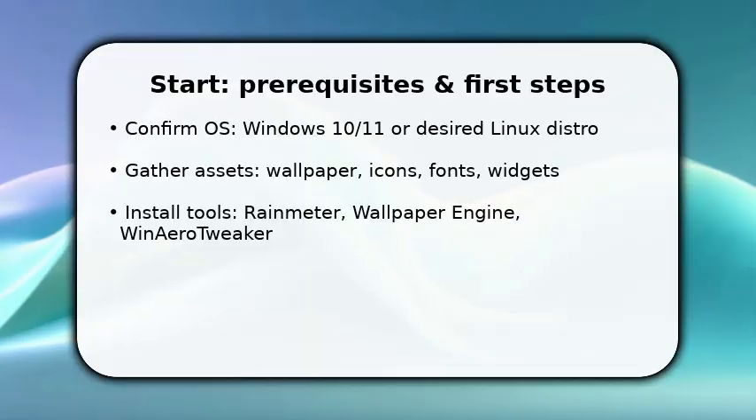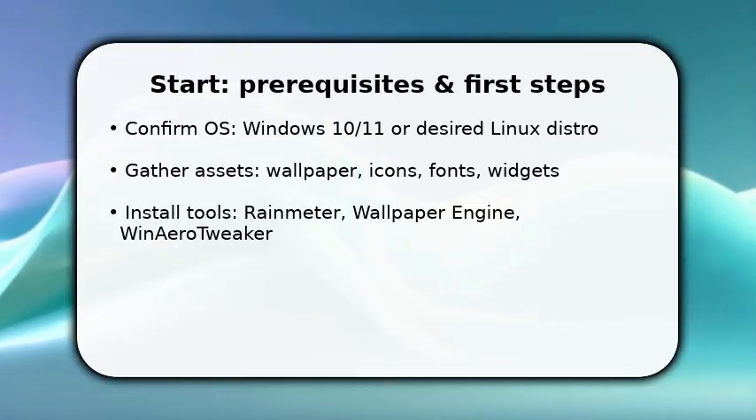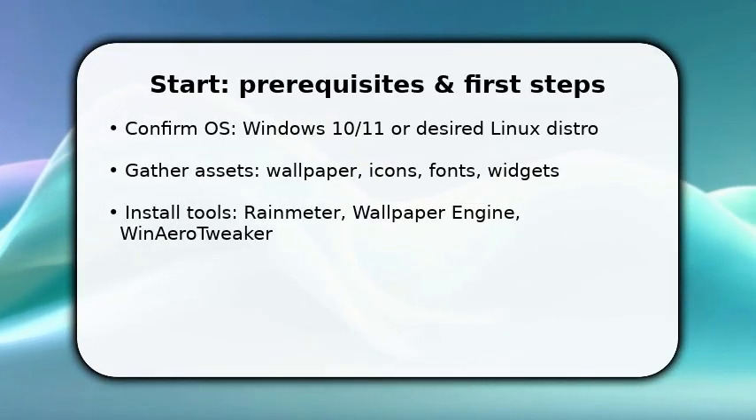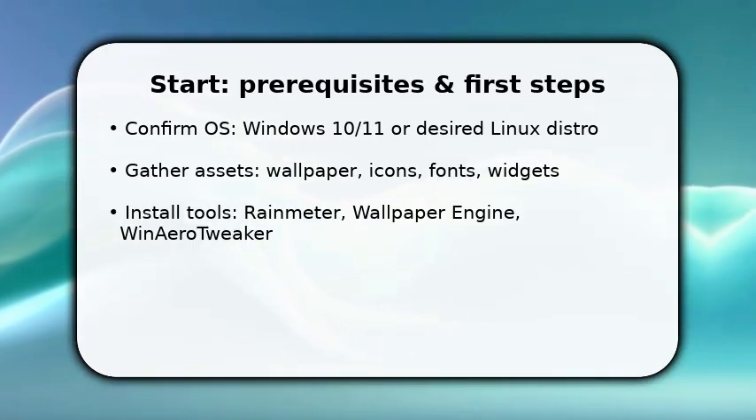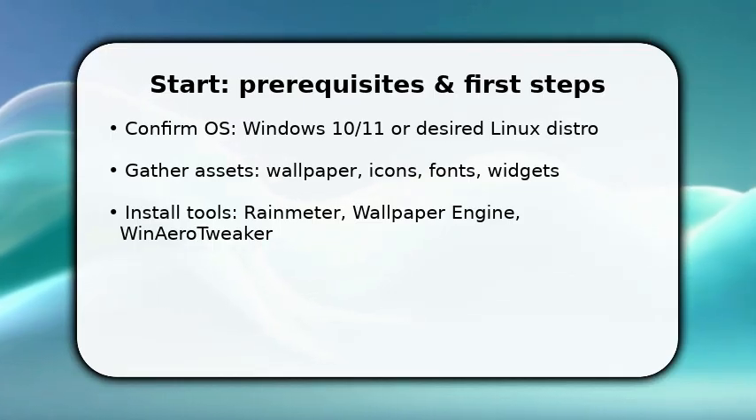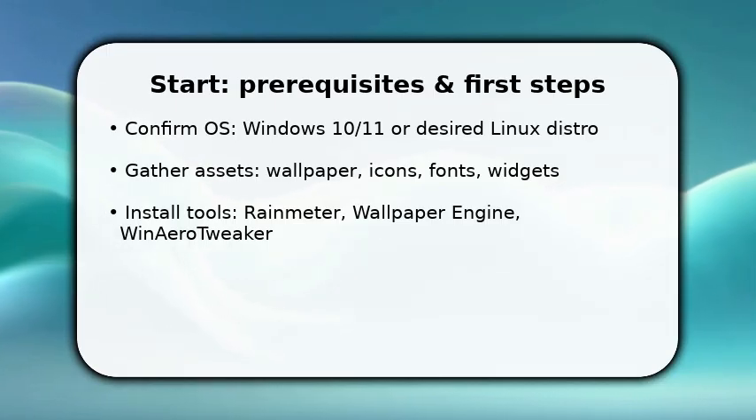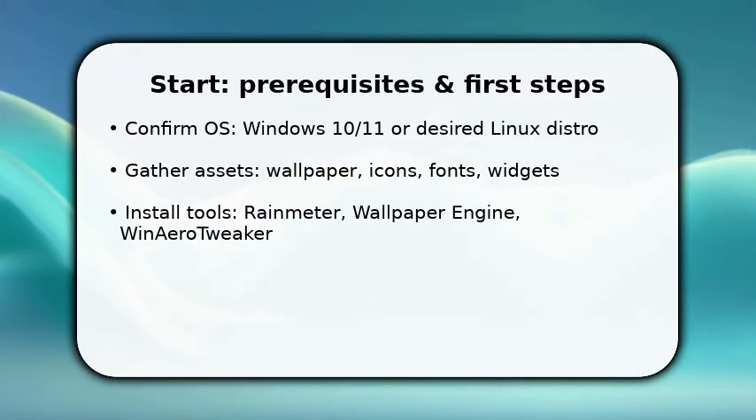You begin by confirming your system supports the customization tools and collecting visual assets. Install Rainmeter and Wallpaper Engine now. They control widgets and animated backgrounds. Make sure you have high-resolution wallpaper files and any custom fonts ready in a folder. Once done, create a restore point so you can roll back settings if necessary.